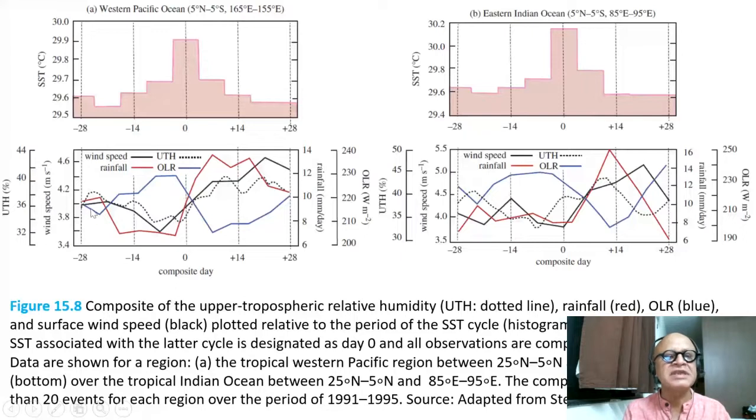You are looking at wind speed in black. As the SSD has to warm, wind speeds weaken. Not so much here, but much more clear here, and that reduces the latent heat loss and allows the SSDs to warm and ocean heat content to build up. And there is the dry phase, so rainfall is less here in the warming phase ahead of the buildup of the upper tropospheric humidity, and then when convection happens on day 0, you have this sharp drop in OLR, and then the OLR begins to build up again in the following few pentads.